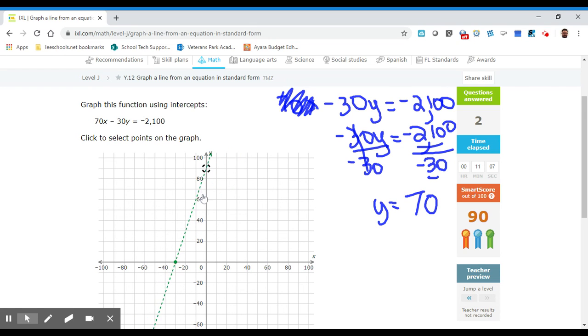If this is 60, we're looking on the y-axis. And this is 80, this has to be 70.